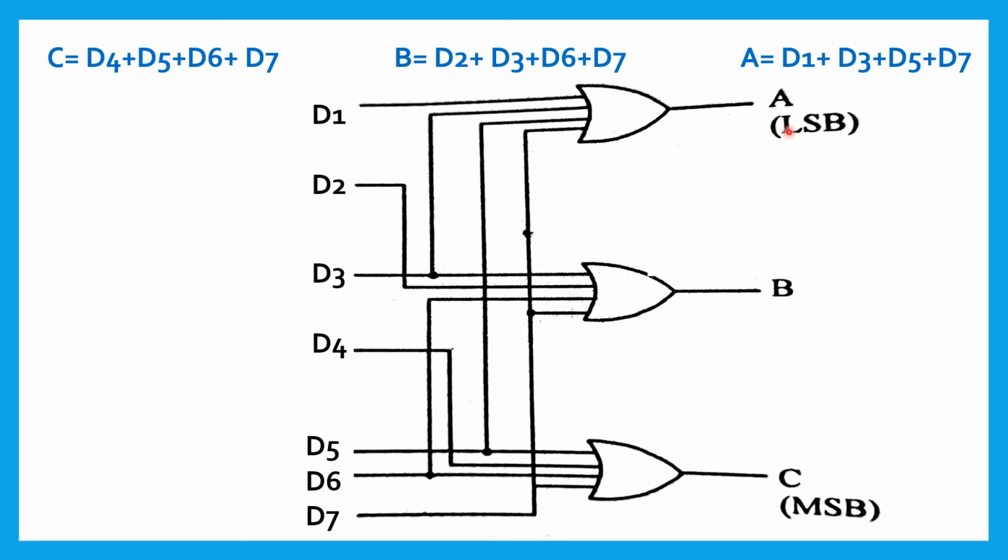Then we get the output as A, that is the least significant bit output. Then for getting B, the Boolean expression is D2 or D3 or D6 or D7. So the inputs given are D2, then D3, then D6, and the last input is D7. And for getting the most significant bit C, the Boolean expression is D4, D5, D6 or D7. So the inputs given for the third OR gate are D4, then D5, then D6 and D7.